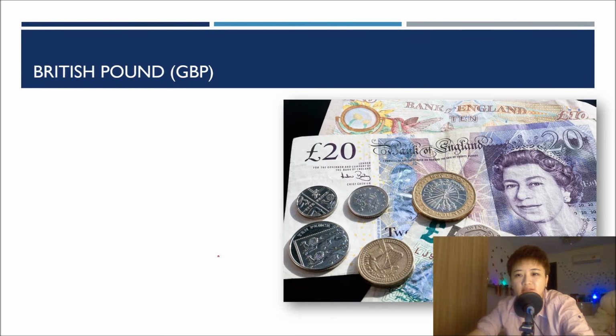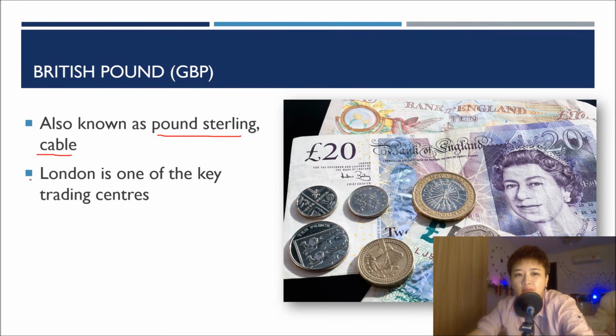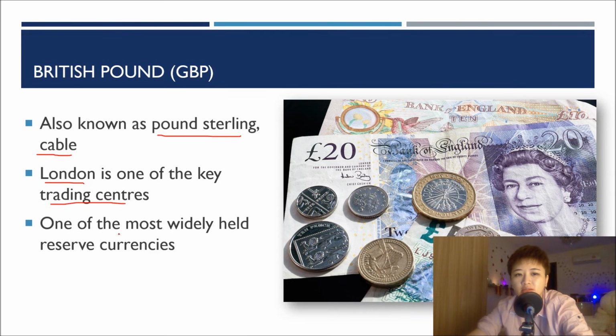So the next currency is the British pound, GBP, also known as the pound sterling, nickname cable. London is one of the key trading centers, so you need to take note of that. And it's one of the most widely held reserve currencies. It's very important for you to take note of the pound because the country is one of the largest economies in the world, a major importer and also exporter, so you've got to take note of that. It is one of the major reserve currencies behind the euro and the dollar.